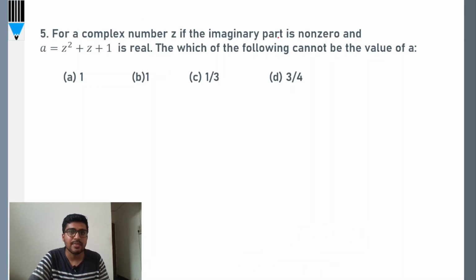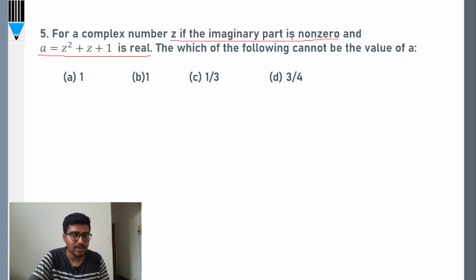For a complex number z, if the imaginary part is non-zero, and this is real, and our imaginary part is non-zero, then which of the following cannot be the value of a? The condition given is that z has a non-zero imaginary part.